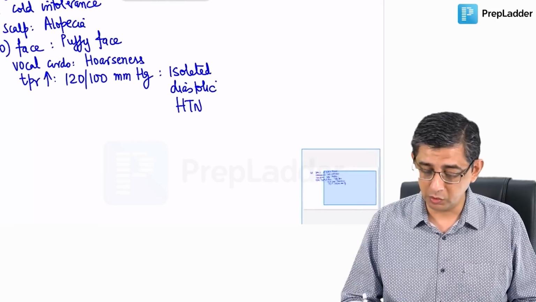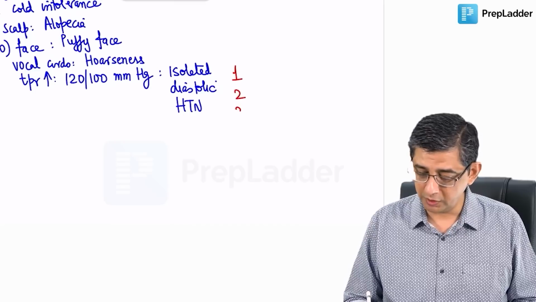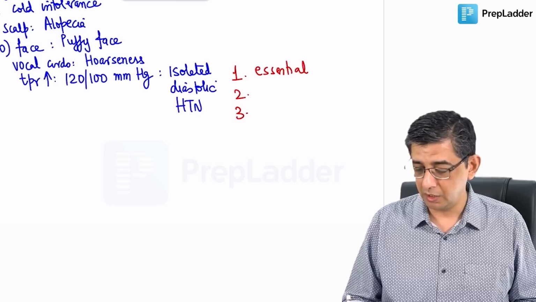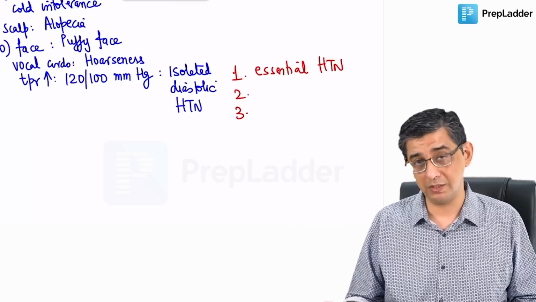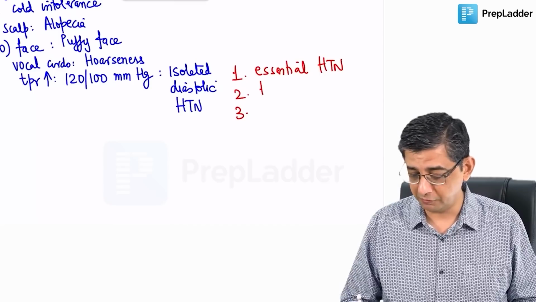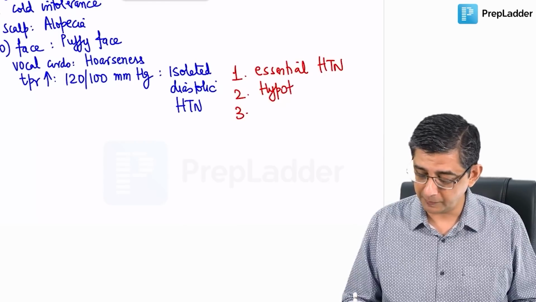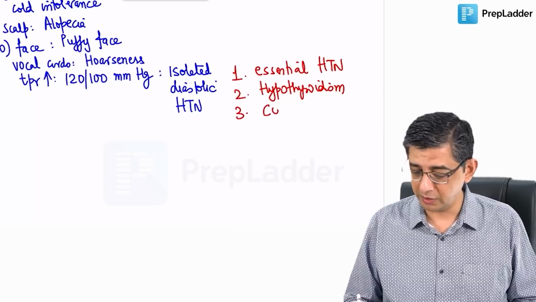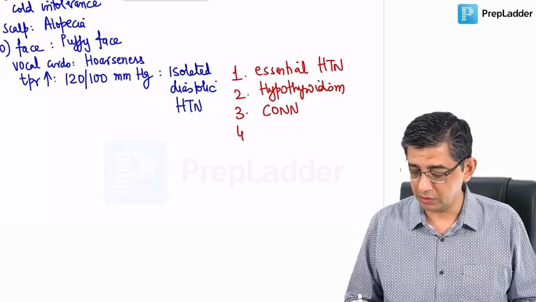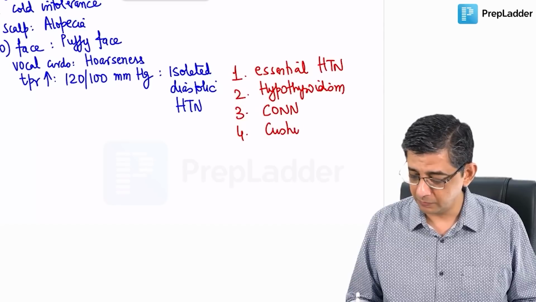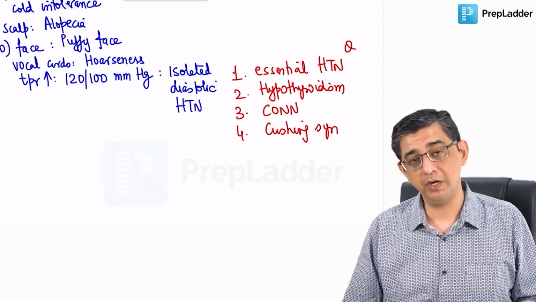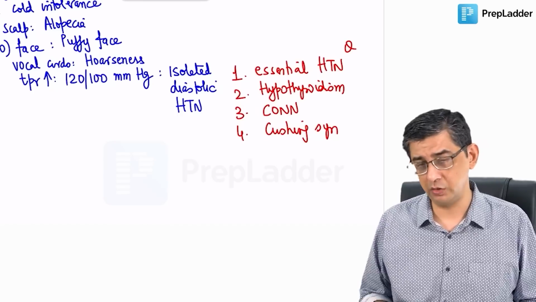Obviously, if they ask you what causes isolated diastolic hypertension, the first answer is essential hypertension. If that is not present, though it's the commonest one, then it is what we are talking about, hypothyroidism. Apart from this, you will also read about isolated diastolic hypertension developing in Conn syndrome and even in Cushing syndrome. The number one cause I've highlighted is essential hypertension. It's obviously a diagnosis of exclusion.